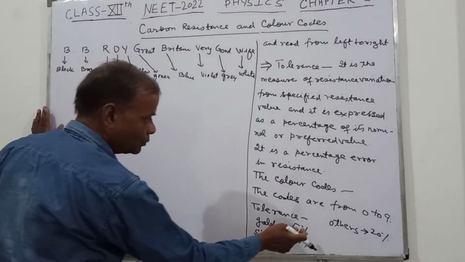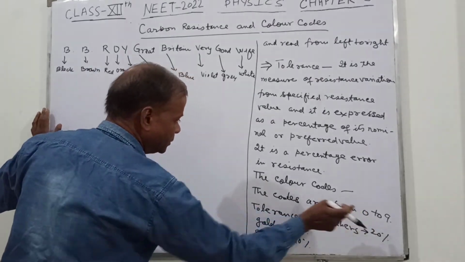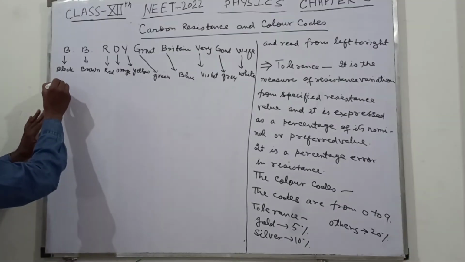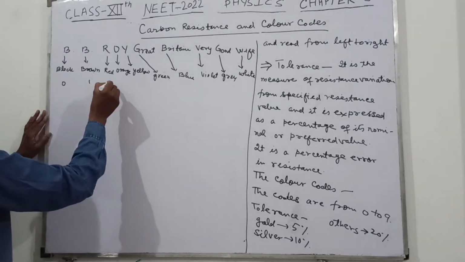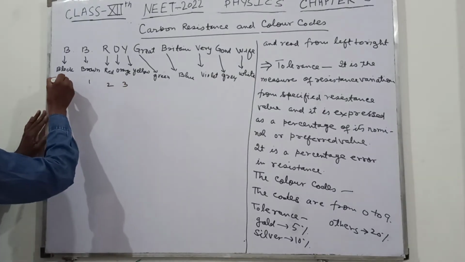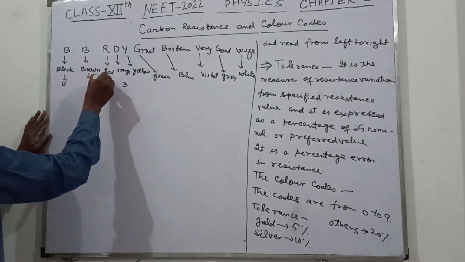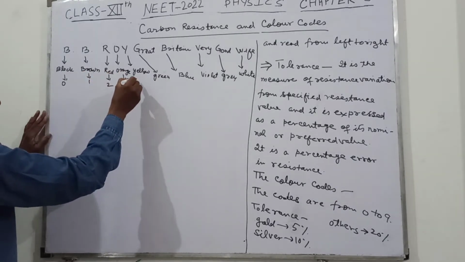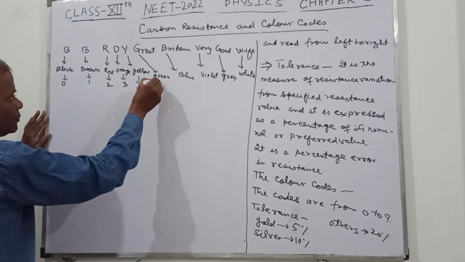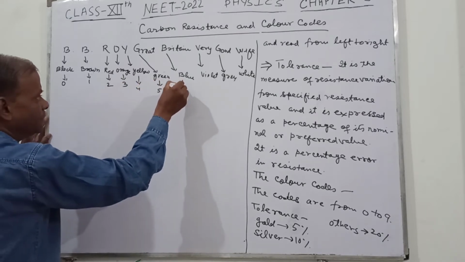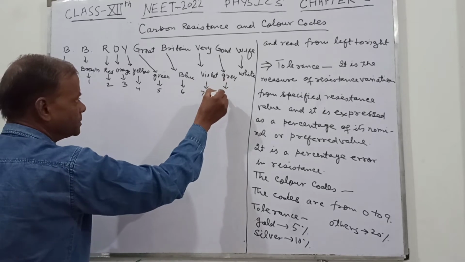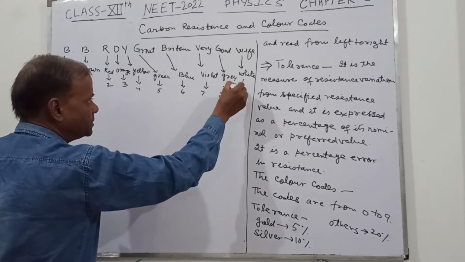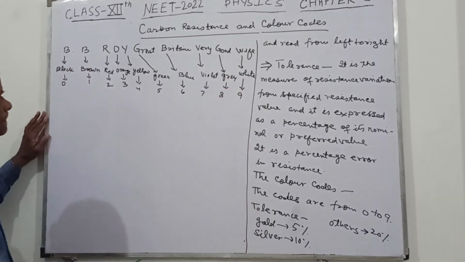As I told, the codes are given from 0 to 9. So this is now your 0. This is now your 1. This is now 2. This is now your 3. This is now your 4. This is now your 5. This is 6. This is 7. This is 8. And this is your 9.